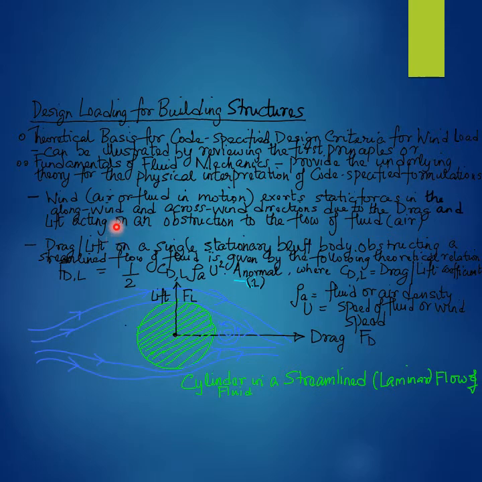So starting from these first principles of fluid mechanics and fundamental equations for the drag or lift force acting on a single stationary bluff body obstructing a streamlined flow of fluid, our endeavor will be to obtain or derive mathematically the theoretical basis for the code-specified design formulations for design wind loads as provided by the Indian Standard Code of Practice for calculating wind loads on building structures, that is IS 875 Part 3, the 2015 or latest revision.